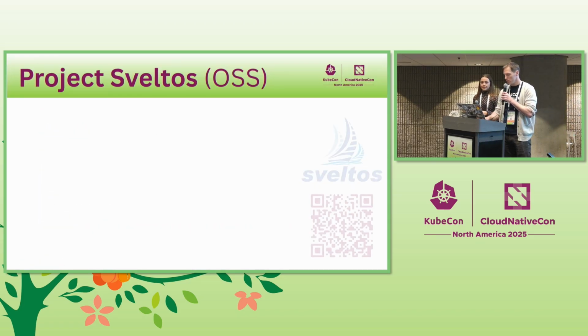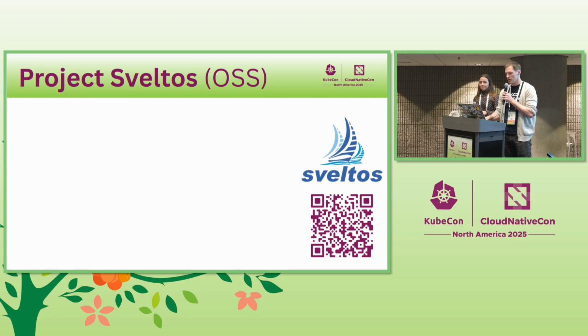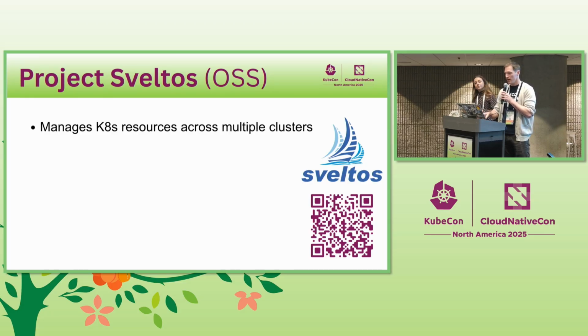All right, and then we'll get into Project Sveltos, the third tool in our stack. It is open source software. Project Sveltos acts as a management plane for Kubernetes resources across multiple clusters, so it can actually manage a fleet of clusters. We'll only be working with one today, but from what the maintainers have told me, in production, we've seen a maximum of 127 clusters managed by a single Sveltos installation.